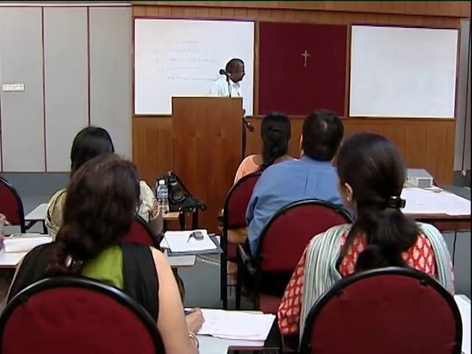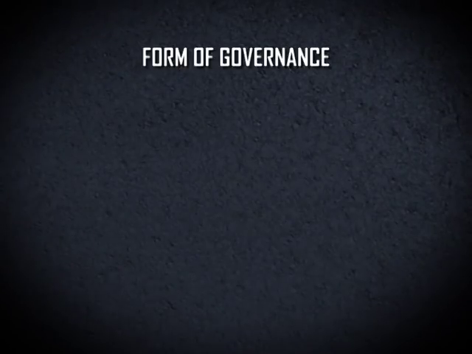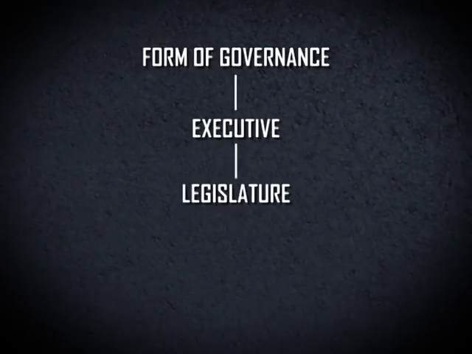To begin with, let us talk in terms of form of governance. There is a three-tier, three-layered governance structure available. The constitutional power is divided into three ways: executive power, legislative power, judicial power. But I am not referring to the constitutional power. What I am referring to is the form of governance.